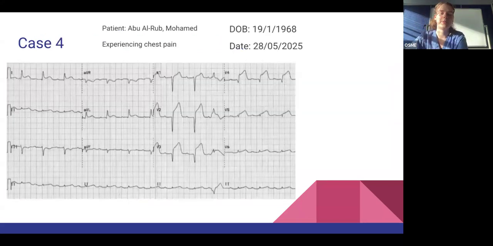Cool. Okay, case 4, have another look, decide what you think you're seeing, and maybe practice saying it out loud as well.